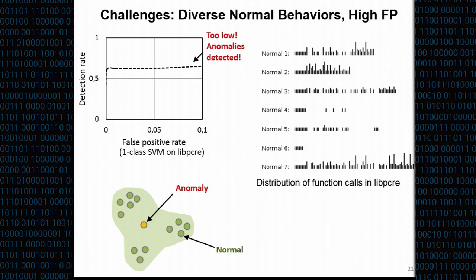So if we only apply off-the-shelf data mining techniques to build classifiers around all the normal behaviors of the program, then we will get a lot of false negatives. Here, when we try to detect this anomaly, the yellow point, using an off-the-shelf one-class SVM, we will miss it. We will not detect it because the classifier will learn that this space is a normal one, but it's actually not.